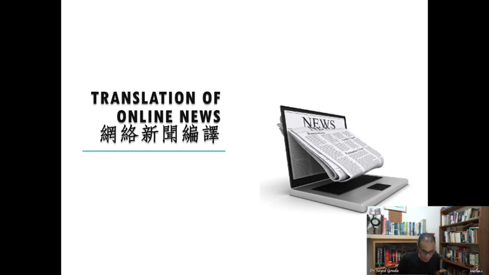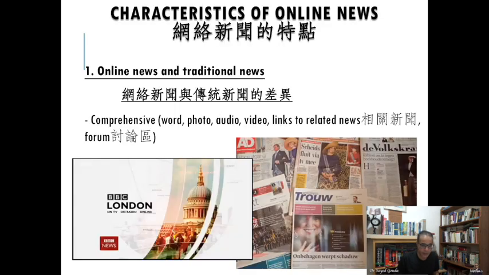The online news really has more means than the traditional news, while the traditional news is based only on words and photos and can use only these two elements. The online news can use the word, the photo, the audio, the video, and also use links to some related news, and can have some forum, for example. All this can be used in a comprehensive report online.